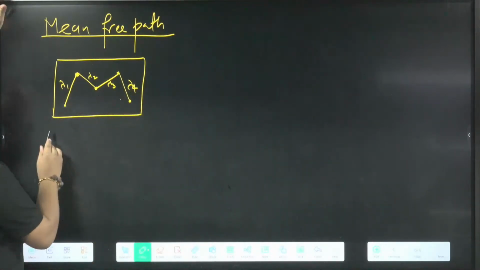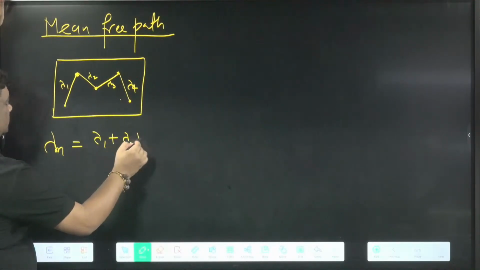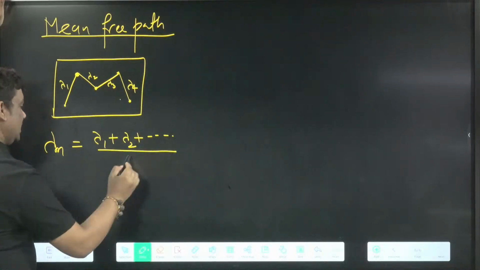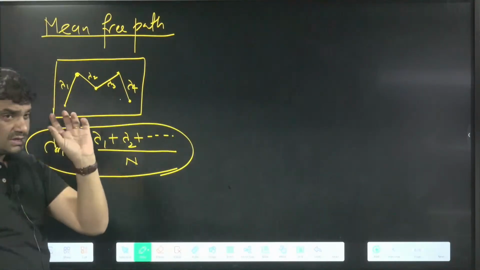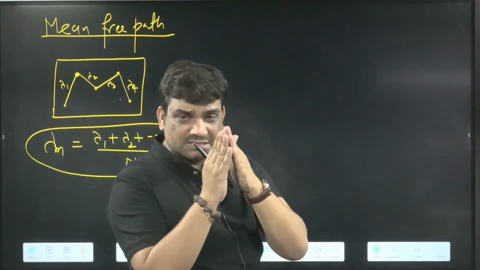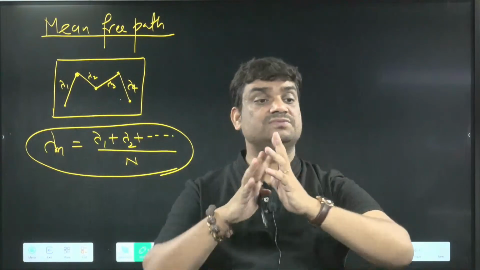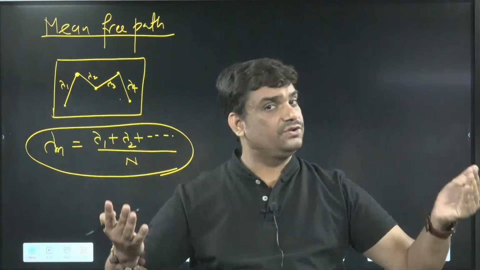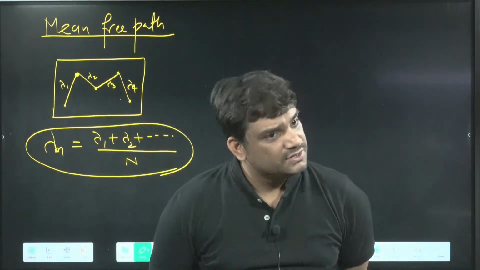So the total lambda m will be equal to lambda 1 plus lambda 2 plus dot dot dot divided by n. If I take the average of all, that is known as mean free path. What is the free path? Distance between successive collisions is known as free path. Why do we say free path? Because the molecule is free to move. So this is a free path, and if I take the mean of all, the average of all, that is known as mean free path.